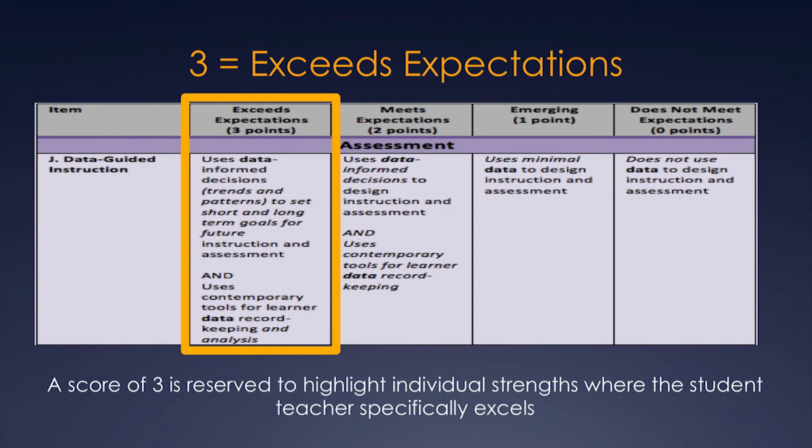Finally, a score of 3 represents a level of performance beyond what is expected for a beginning teacher. It is anticipated that a student teacher will earn few, if any, 3s. Similar to the Ohio Teacher Performance Evaluation rubric for practicing teachers, a score of 3 should be reserved to highlight individual strengths. A score of 3 indicates the student teacher excels in that area beyond entry-level performance. This would be a student teacher at a rock star level of performance.